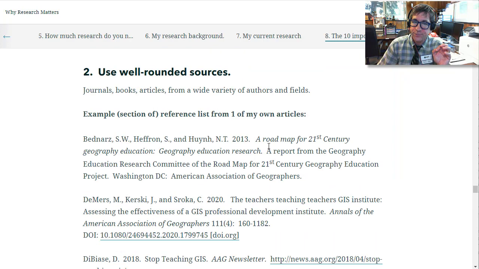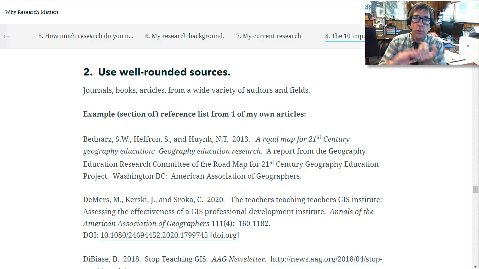Ask questions. Number 2, use well-rounded sources. Do I allow my students to use Wikipedia or Wikimedia for some of the sources? Sure. Crowdsourced libraries are valuable in their own way, but not exclusively.